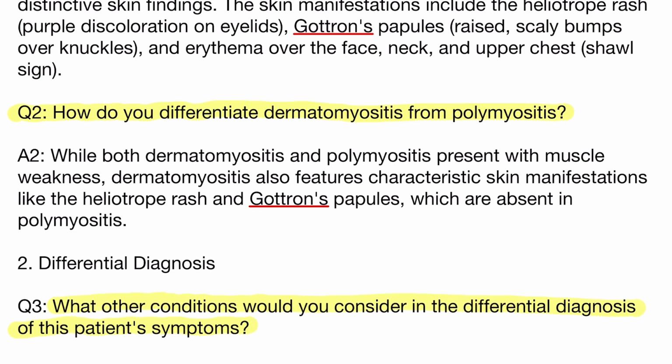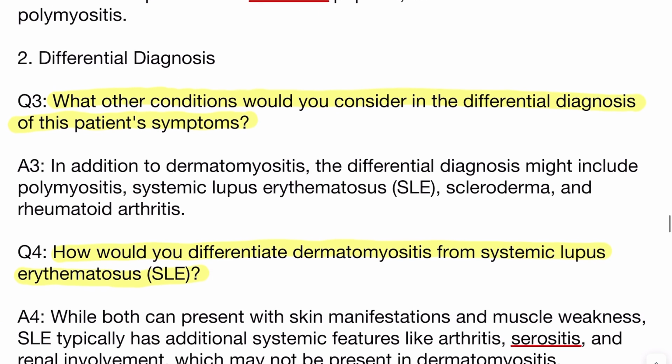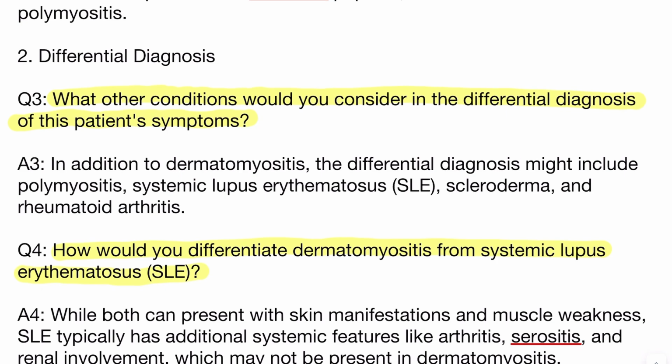How do you differentiate dermatomyositis from polymyositis? While both present with muscle weakness, dermatomyositis also has characteristic skin manifestations like the heliotrope rash and Gottron papules, and these are absent in polymyositis. What other conditions would you consider in the differential diagnosis? Again, repetition. We'll be thinking about polymyositis, SLE, scleroderma, and rheumatoid arthritis.